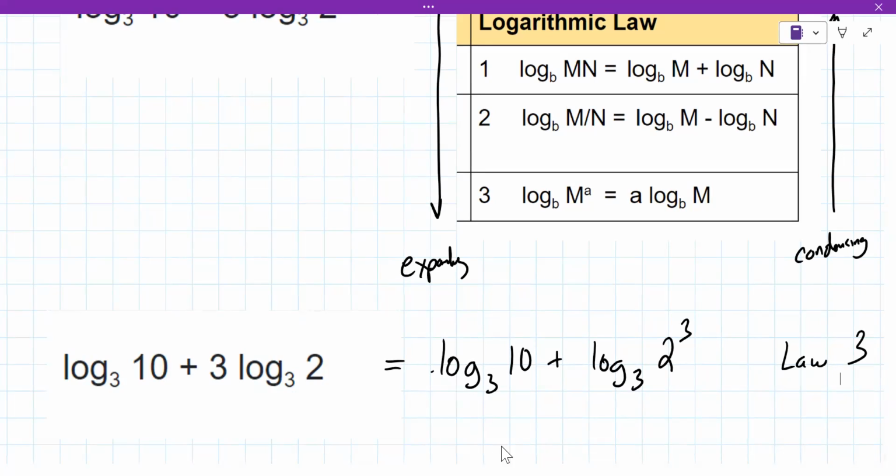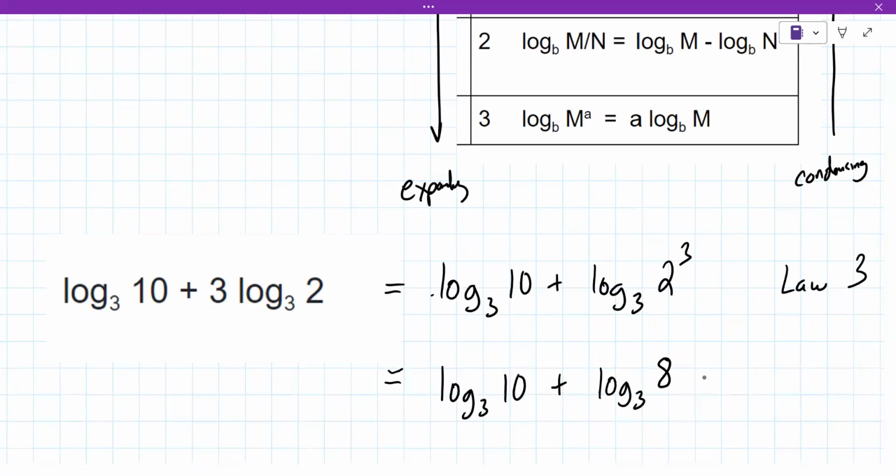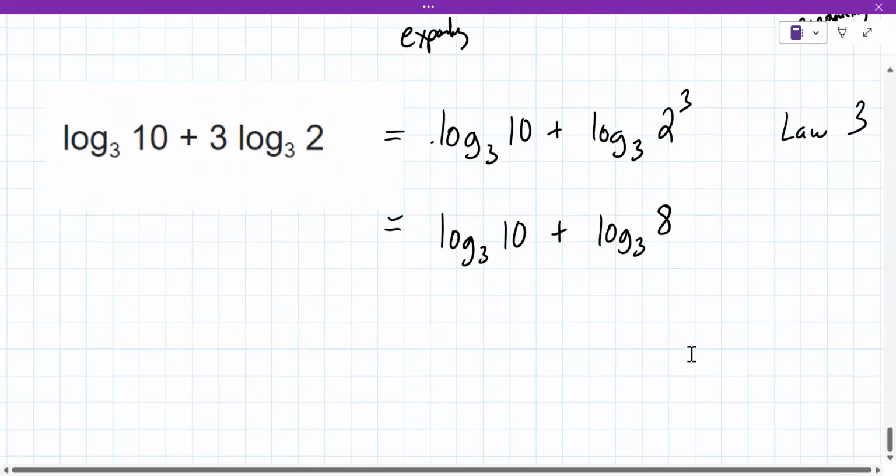Is that okay? All right. And so the next thing here is to simplify 2 to the power of 3. 2 to the power of 3 is 8. There's no law there. It's just a simplify step. By the way, do you like seeing on the right the explanation for each step? Yeah. Okay. So now you've got a sum. What happens when you have a sum here?